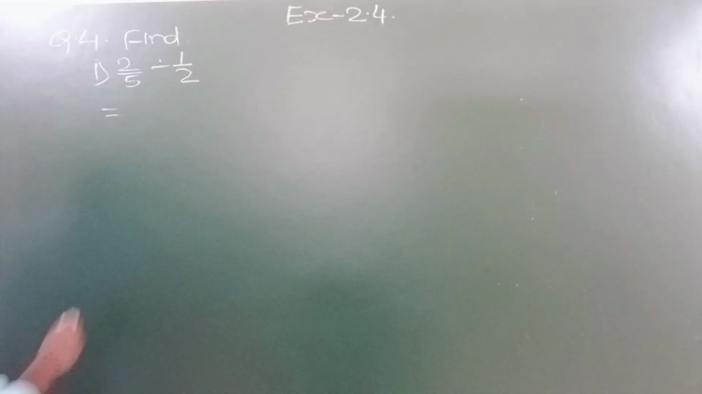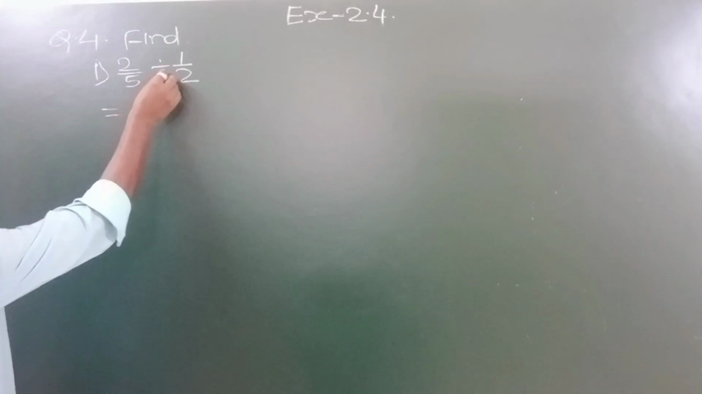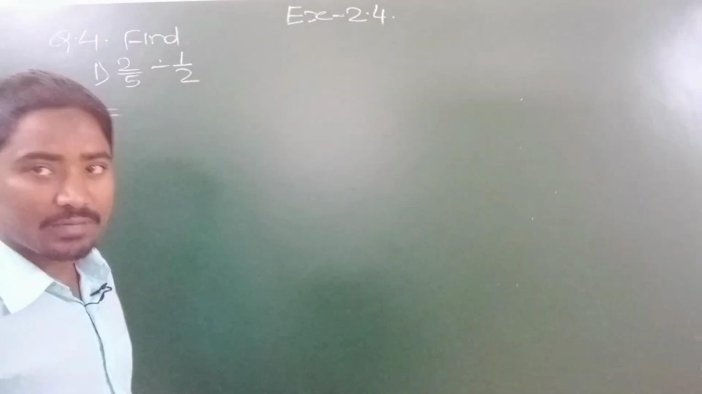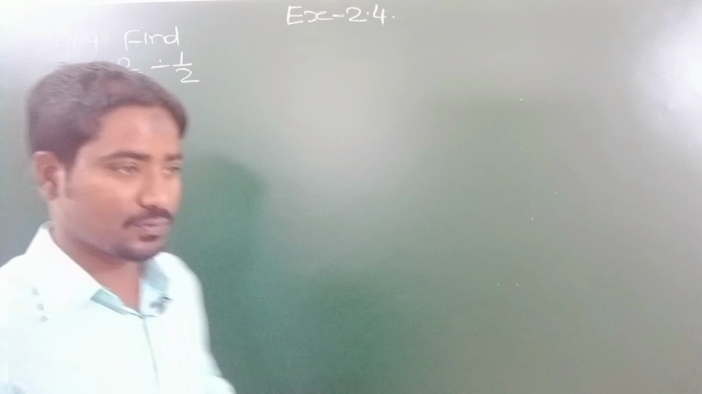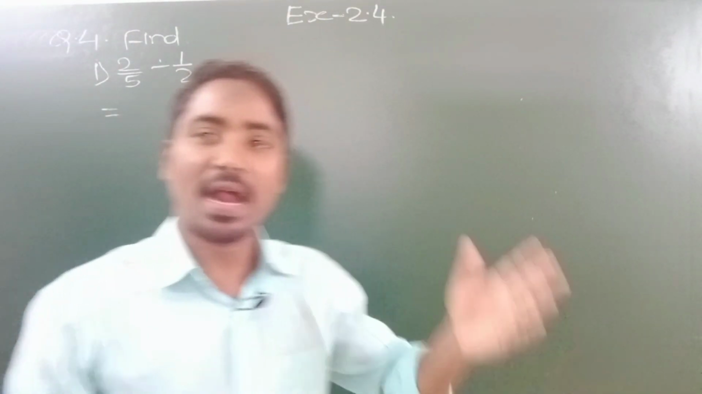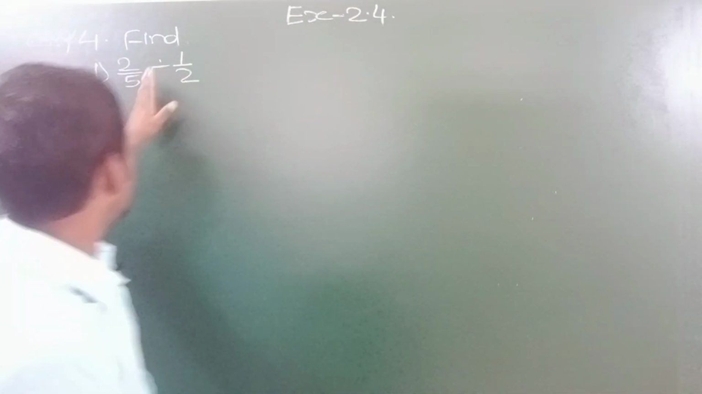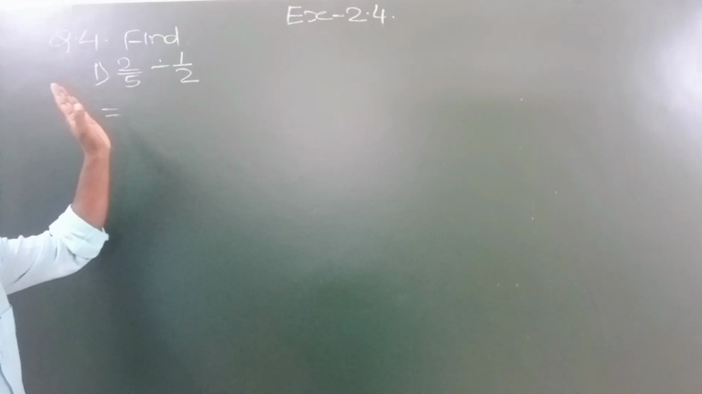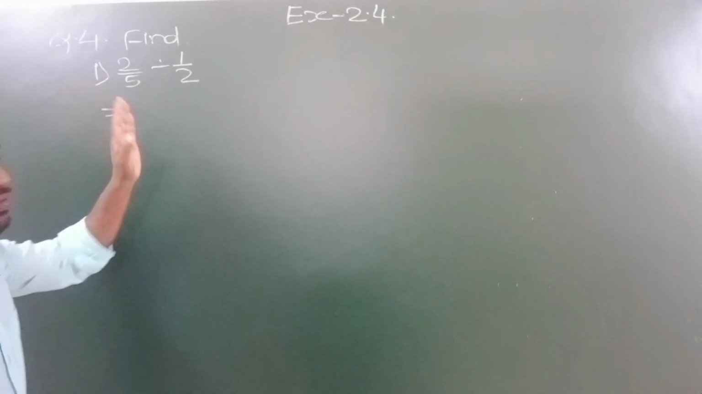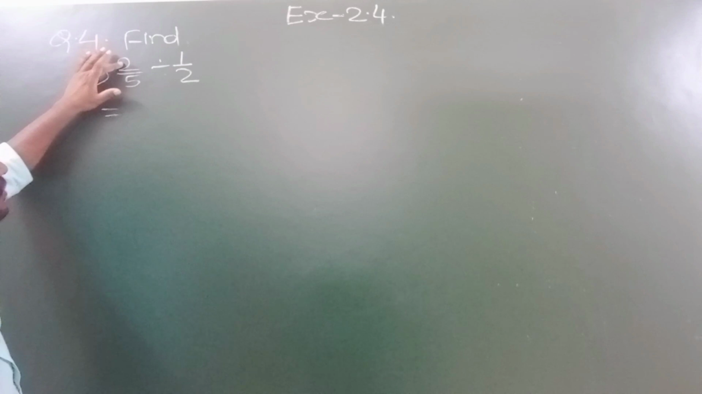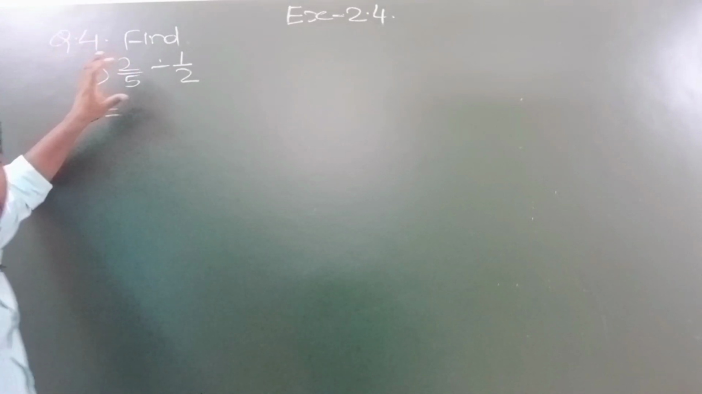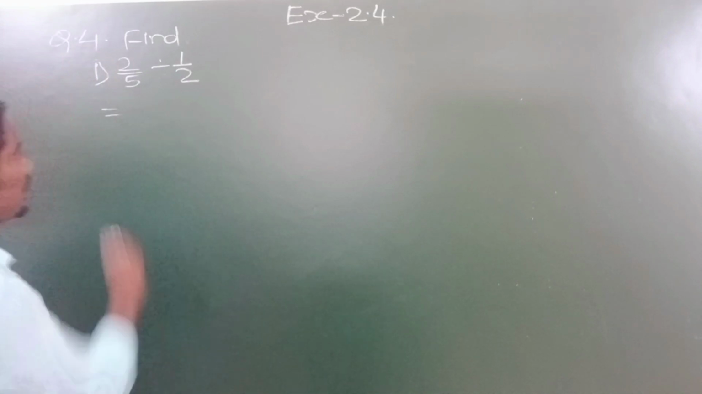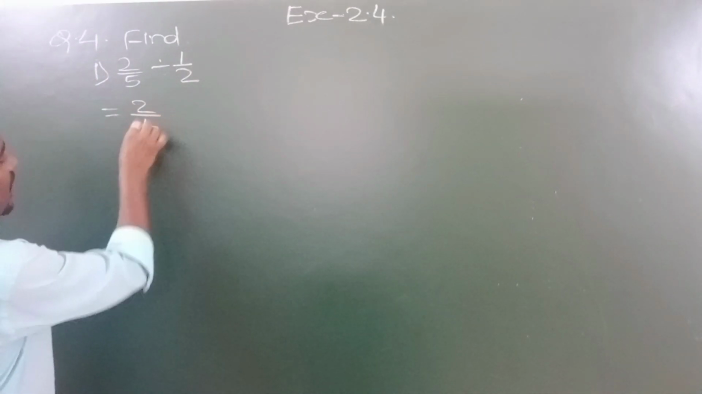So as I told you, whatever terms are written before the division sign will be written as it is. Here students get confused: they start inverting the term written before the division sign. You need not bring any change to this term. It will not be altered. It will be written the same as it is. So we will write 2/5 as it is.